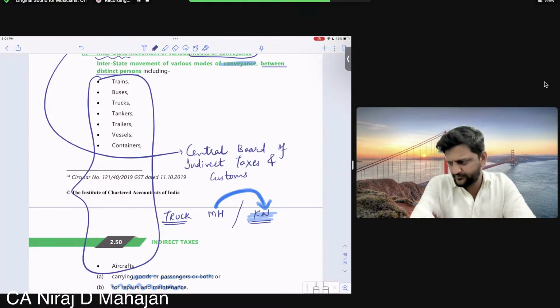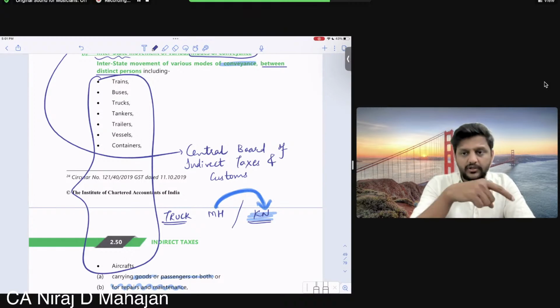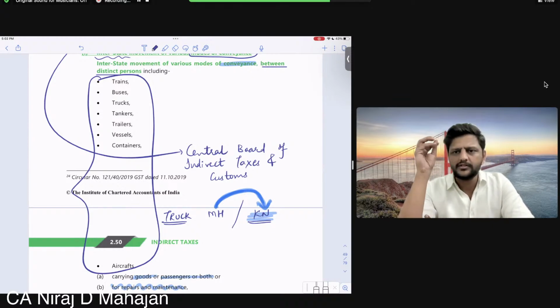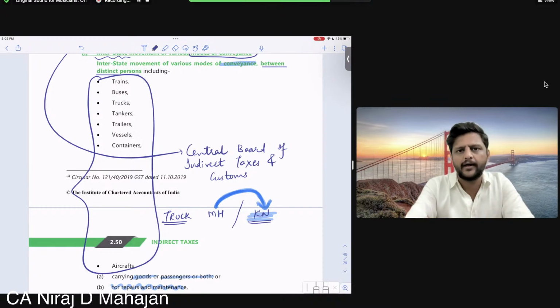When the transportation vehicle itself is moving outside the state, it can be deemed to be what? Supply of these only. Right? Let us take an example of a truck. Somebody is selling from Madhya Pradesh to Maharashtra. So he sent the truck. Is it an interstate supply or no? Everybody, all of you okay till here? Right?